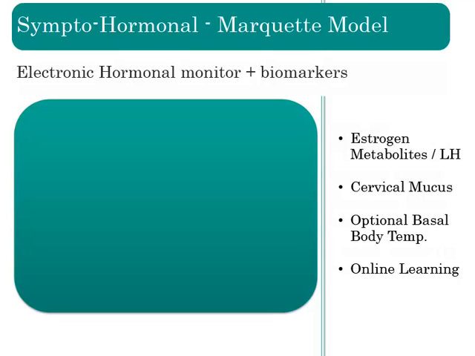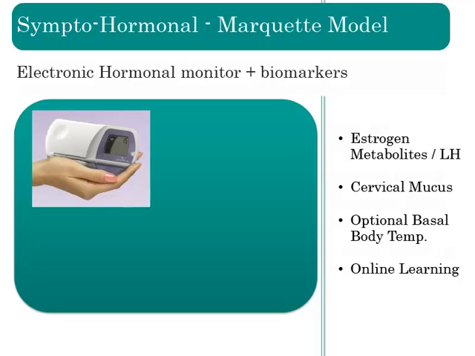Symptohormonal, Marquette model. Now that we've discussed symptothermal methods, let's take a look at symptohormonal methods by reviewing the Marquette model. In the Marquette model, women use a handheld battery-operated device called the Clearblue Easy Fertility Monitor. This monitor is used to measure the woman's estrogen metabolite and luteinizing hormone, or LH levels, present in her urine. The monitor indicates the level of fertility on the day tested by measuring the amount of estrogen metabolite, or E3G, and LH from the woman's urine.